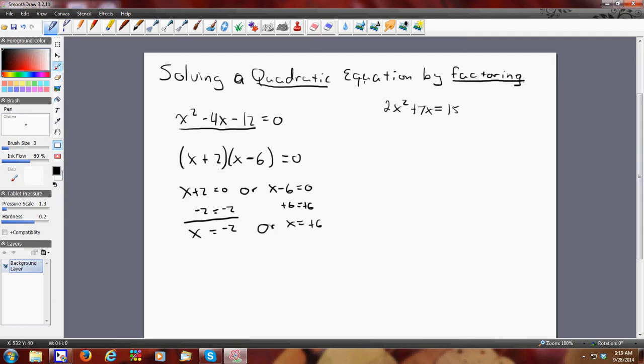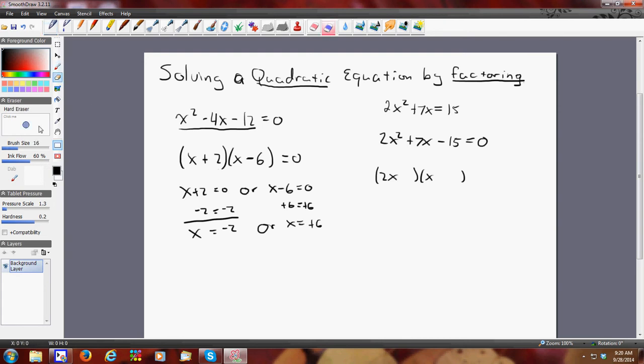Here, it's a little bit different. You'll notice that it's not set equal to 0. So the first thing you need to do is make it equal 0. So I'm going to move all my terms to the left-hand side, and I subtracted the 15 over. And now I have a trinomial, and it has to be 2x and x. Now, I'm not 100% sure because I have the 15 and the 7. I do this a little bit differently.